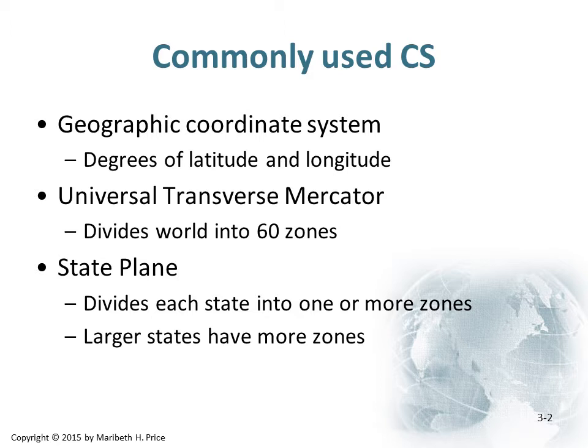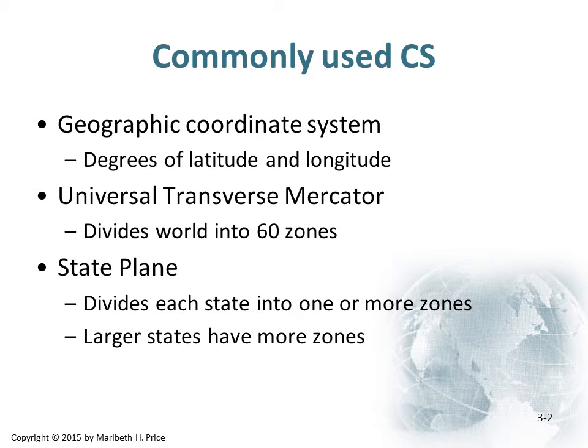UTM, the world is divided into 60 zones, each one 6 degrees wide. State plane, every state has one or more zones. Typically larger states have more, smaller states have fewer. And the thing about the UTM and the state plane that we have to remember is within an individual UTM zone or within an individual state plane, distortion is minimized. And so for all intents and purposes, there's no tangible, reasonable, excessive amount of distortions to worry about in those zones.